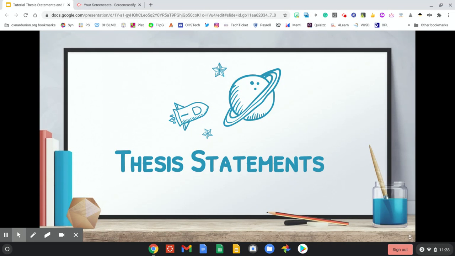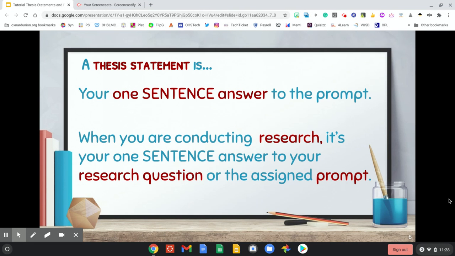Thesis statements. A thesis statement is your one-sentence answer to the prompt. When you are conducting research, it's your one-sentence answer to your research question or the assigned prompt. Sometimes we might create our own research question, and other times a teacher might assign it. However the question is set up, the thesis statement is always your one-sentence answer to the question.